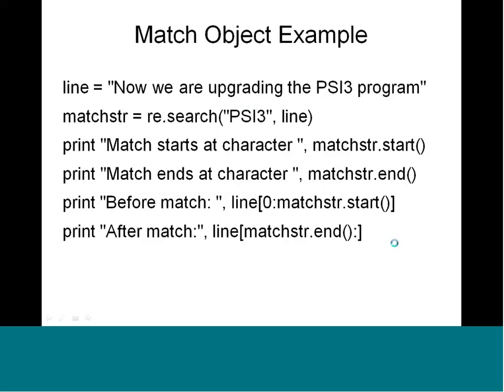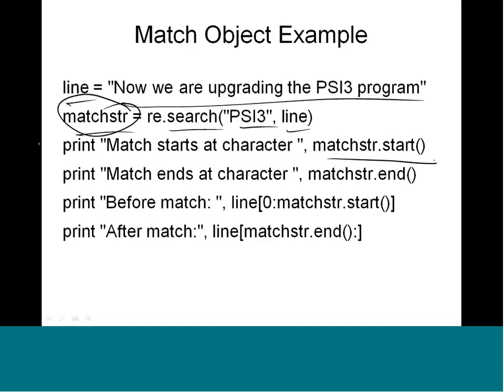Here are some match object examples. We define a variable line as a string, and then we say match_string equals search for PSI3 in line. So the match starts at a character. We can say match_string.start, and that gives where the match starts, which is the PSI3, and then where it ends, and then before the match and after the match.